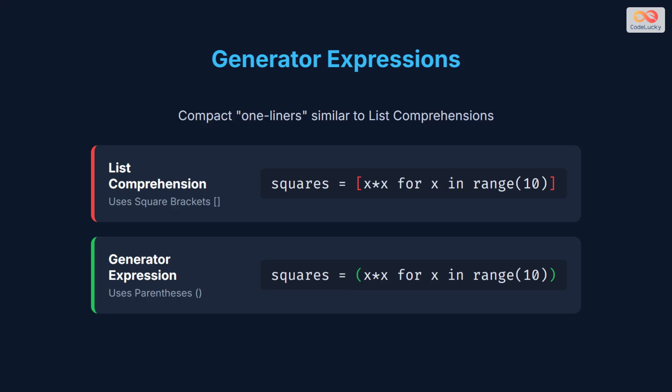Python also offers a shorthand syntax called generator expressions. These are similar to list comprehensions, but use parentheses instead of square brackets. This is a great way to create simple, one-line generators without defining a full function with the def keyword.